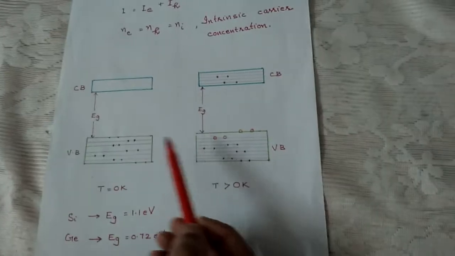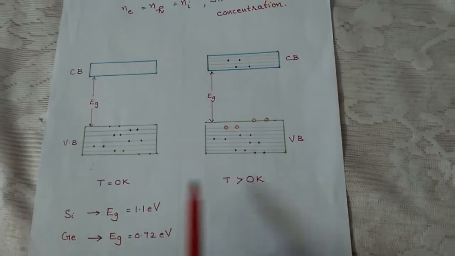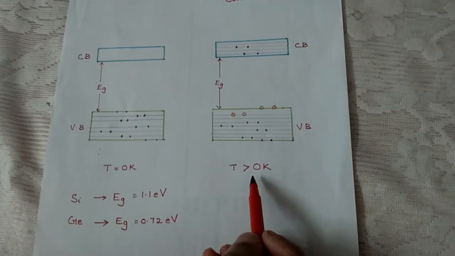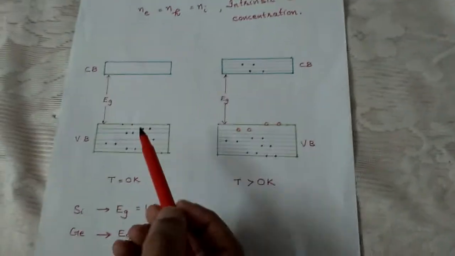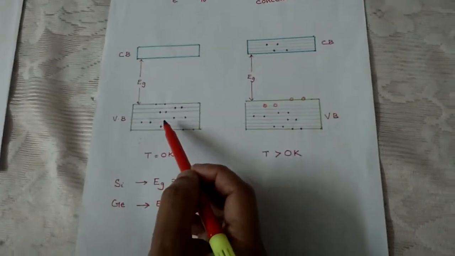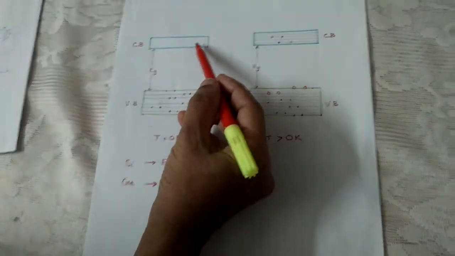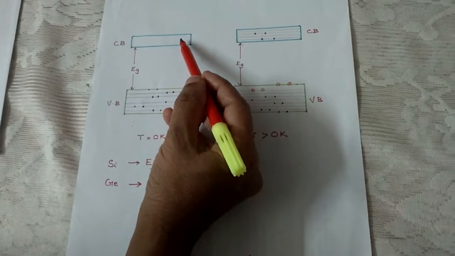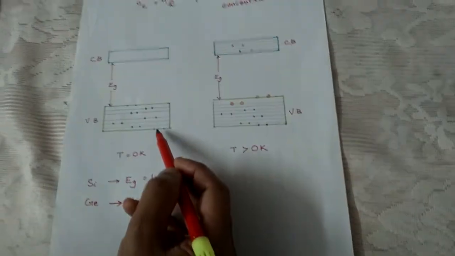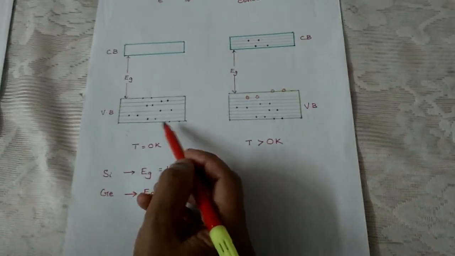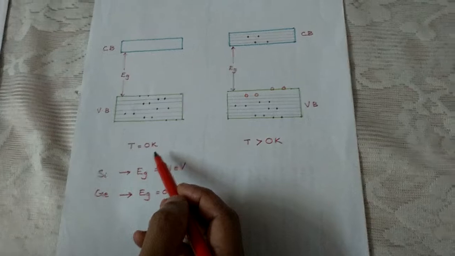So this is the energy band diagram in a semiconductor at a low temperature of 0 Kelvin and at a high temperature greater than 0 Kelvin. At very low temperature, all the valence electrons are in the valence band and no electrons are in the conduction band, so no electrons are available for conduction. So they behave as insulators. Semiconductors behave as insulators at 0 Kelvin.